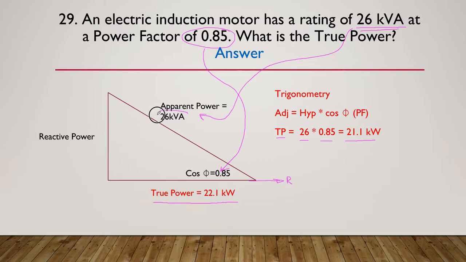So you can do a double check on yourself when you do a calc like this, because you say to yourself, draw the power triangle. This side of the triangle has to be smaller than the hypotenuse. If it's not, then you've got to ask yourself, have I done something incorrectly?